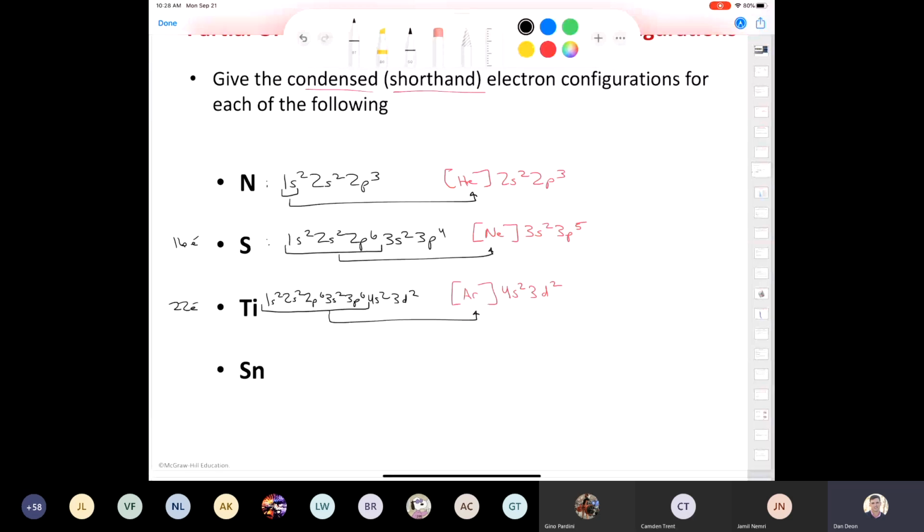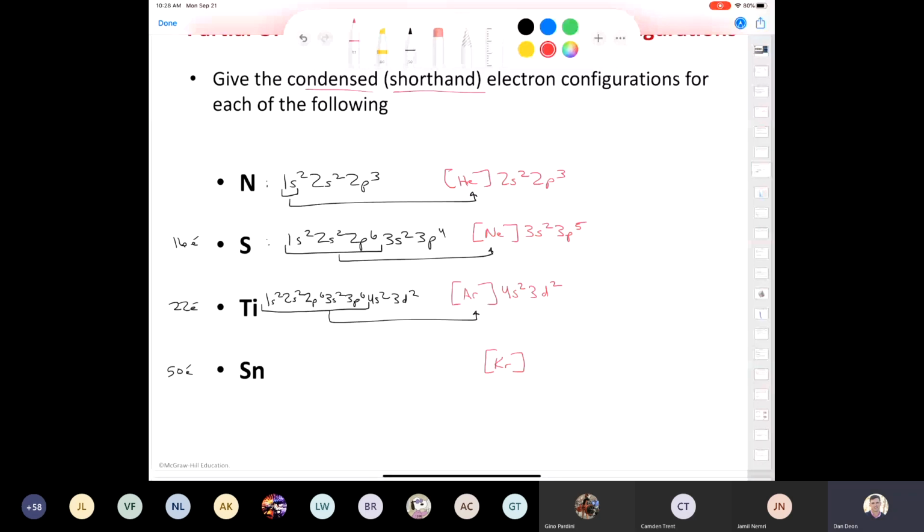Sn. Sorry, that's tin. Tin is element number 50 on the periodic table. Tin's in the same family as carbon, so it's kind of got a soft spot in my heart. Anyhow, so 50 electrons. We write out the whole thing. Who could tell me, you know what, maybe I'm going too slow. What's the noble gas that precedes tin? Again, not a trick question. Yeah, I think you guys are probably going faster than me. Yeah, it's krypton.